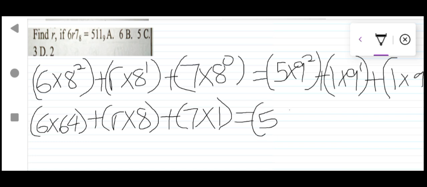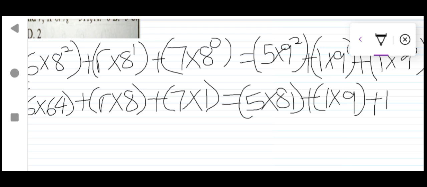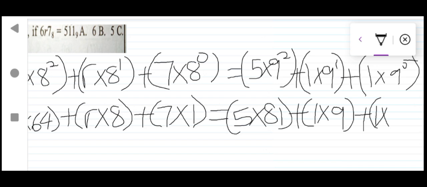5 multiplied by 9 power 2 means 9 times 9, which is 81, plus 1 multiplied by 9 power 1 remains 9, because any number raised to power 1 remains that same number, and we have 9, plus 1 multiplied by 9 raised to power 0 is 1, because any number power 0 remains 1.